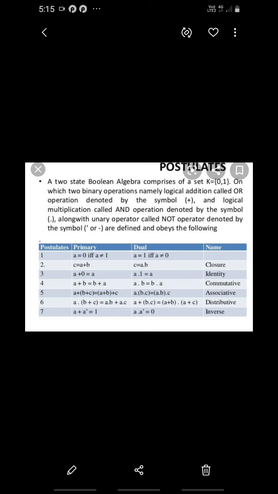And the sixth one is A into (B plus C) is equal to A into B plus A into C. The dual form is A plus (B into C) is equal to (A plus B) into (A plus C). This is the distributive postulate. And the seventh one is A plus A bar is equal to 1 and A into A bar is equal to 0, and its name is inverse.